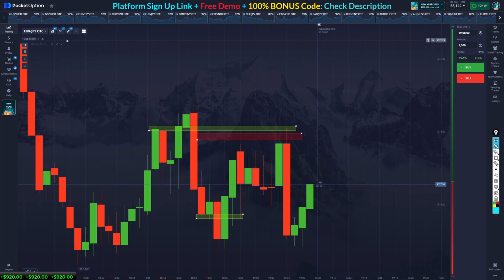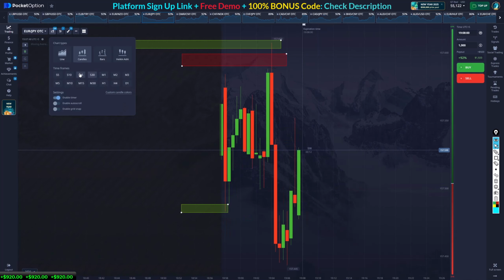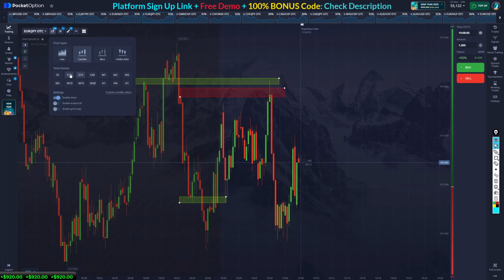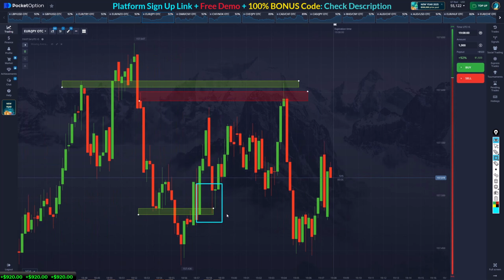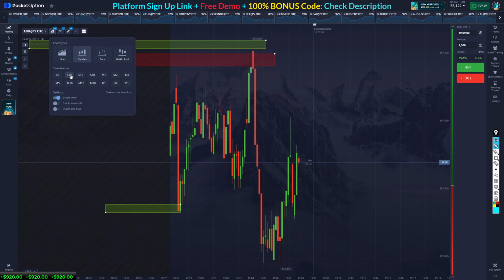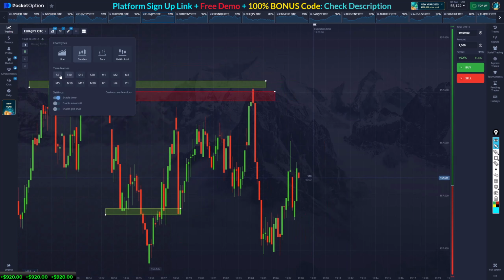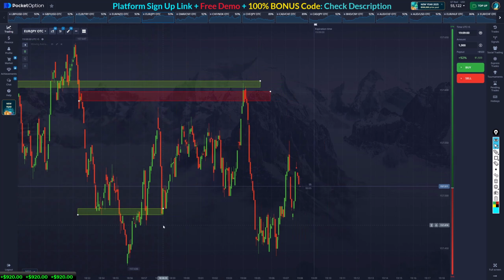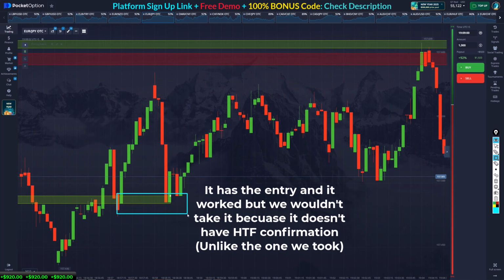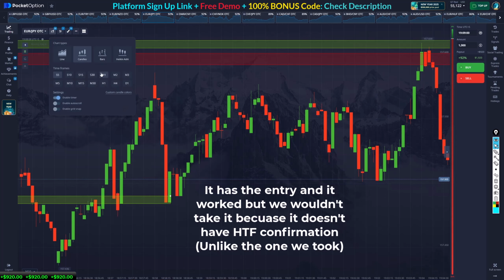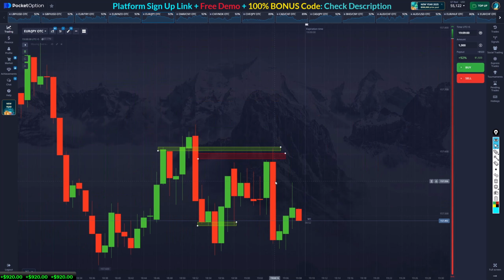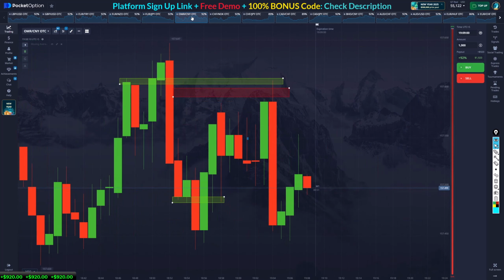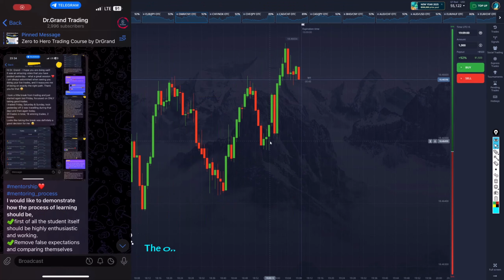But this one, it might have entry at the lower time frame. Let's check it. This is the entry, but it's pretty big. So I'm just going to go to the lower time frame even more. Yeah, so this is the entry for this. And it was a winning trade, but we don't take it because it doesn't have higher time frame confirmation. Okay, I hope it was clear. I will move on to the next pair.